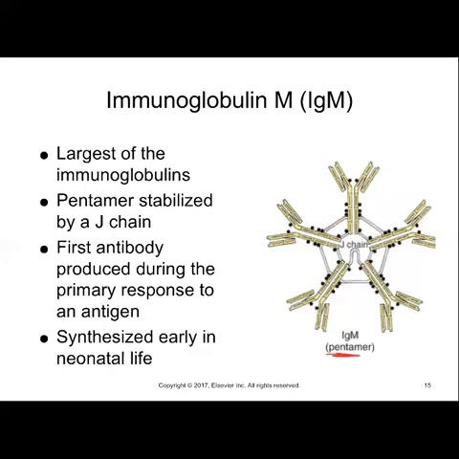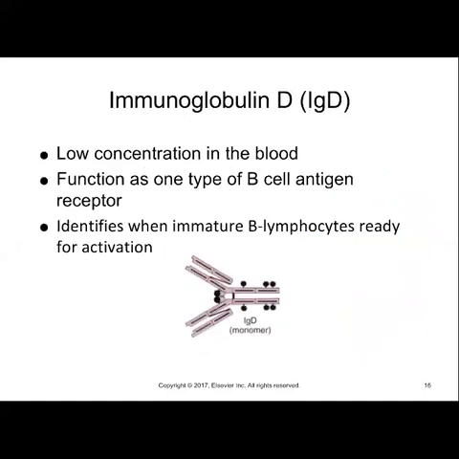This is the first antibody produced during a primary response to an antigen, and they tend to be synthesized very early on in neonatal life. So the fetus actually makes them. IgD, these are at a low concentration, but they identify when an immature B lymphocyte is ready for activation when they're expressed. And these two, like IgG, are expressed as monomers.